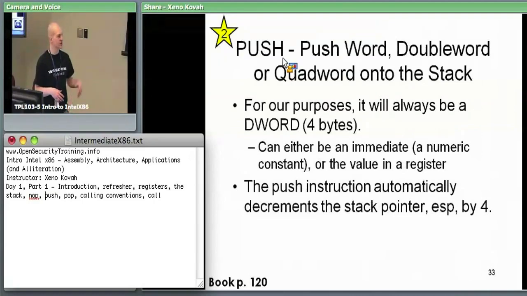So you can say push 4, and then we'll say that it's pushing a 32-bit value, 00000004. Or you can say push EAX, and it'll say whatever's in EAX, the 32-bit register, stick that onto the stack.